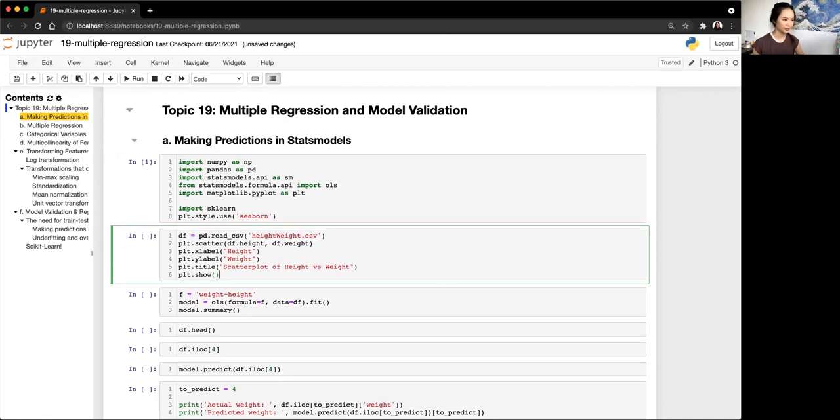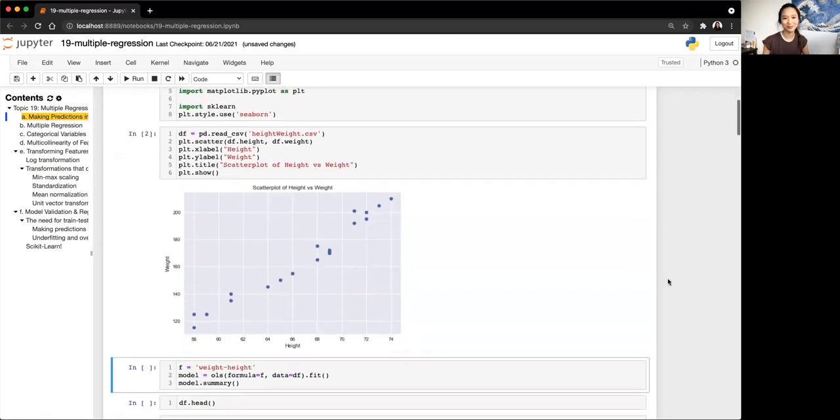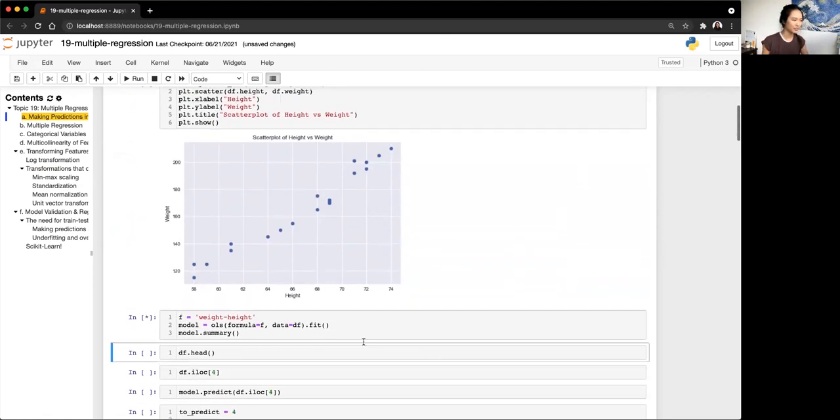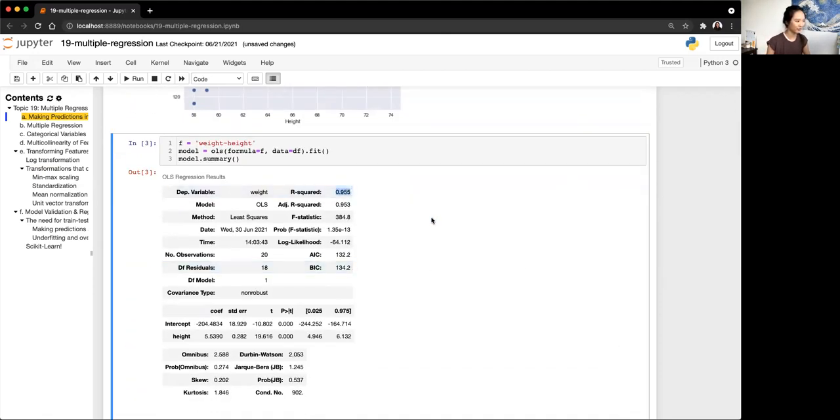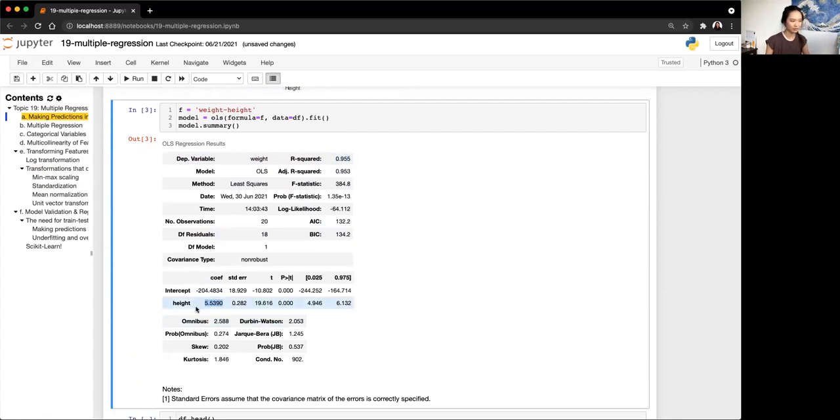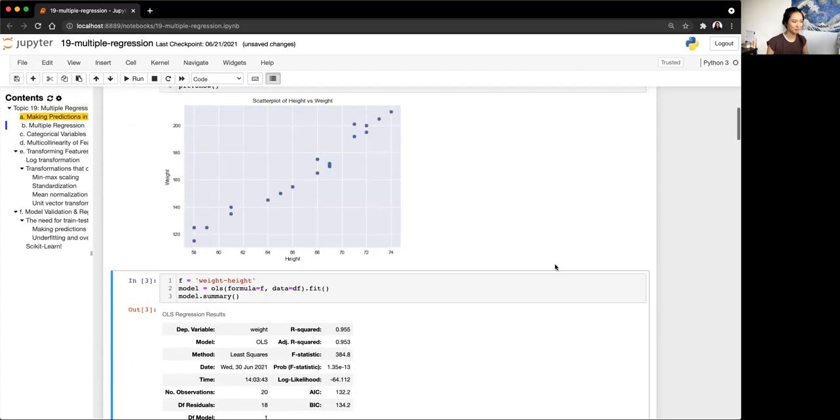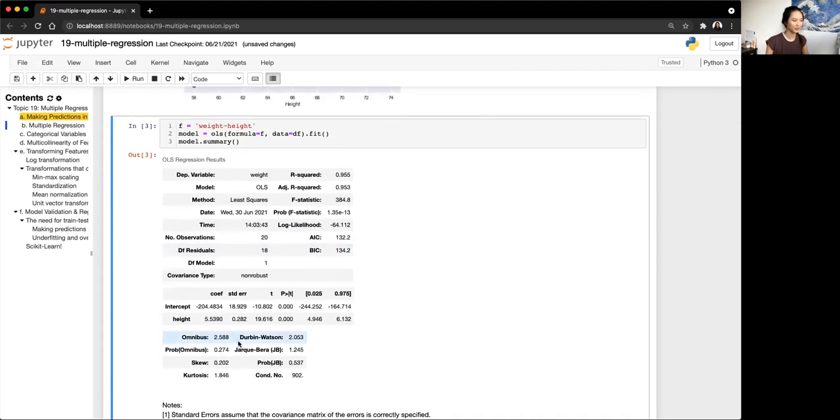Before we get into multiple regression, I wanted to round off where we left off yesterday with our height and weight data set. We built that model yesterday, see how we had our R squared of 0.955. We also determined that there's a relationship between weight and height, that every 1 inch increase in height leads to a 5.539 increase in weight based on our model. And these two parameters, intercept and height, are both statistically significant. So based on these 20 data points, this model is doing pretty good.